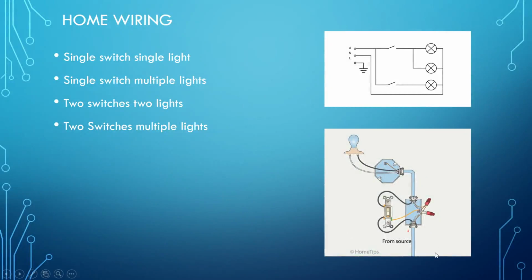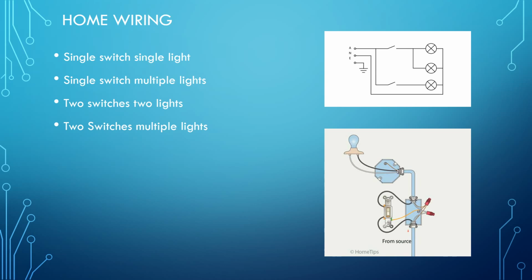This is the second part of our lighting system. In this part, we will be discussing the home wiring. It is very important because before understanding any building wiring, you need to understand the home wiring. Home wiring is very simple, and if you understand it, then it is really easy for you to understand any building wiring or any infrastructure wiring system.